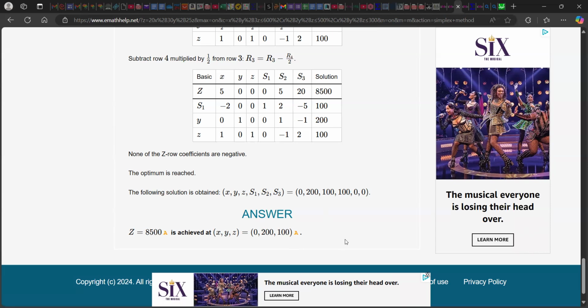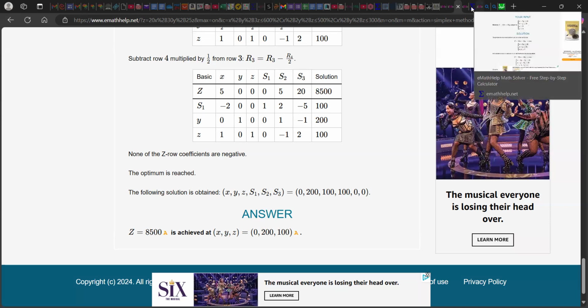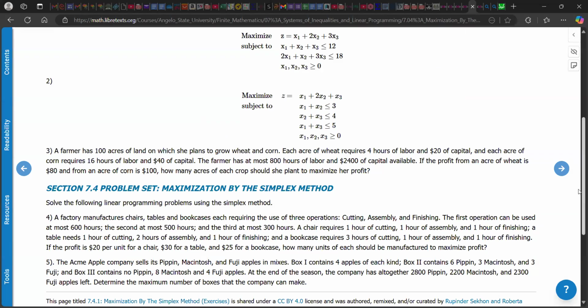Good. One last thing before we close, right? What about minimization problems? Give me 1 second. Let me see if I can go back here. It's taking long.